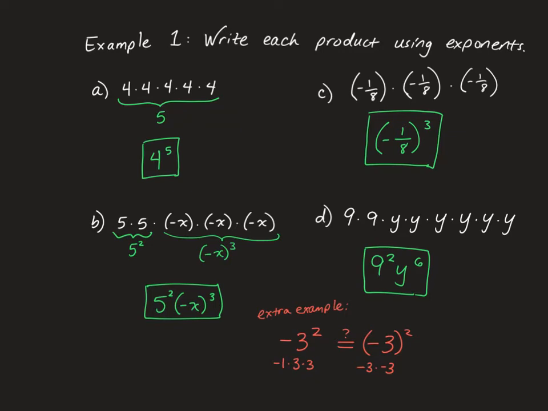You'll notice that in the first one, this negative is all by itself. It is not squared. But here on the right side, I have the whole quantity of negative 3 squared. So that means that the answer to the left side is negative 9, but the answer to the right side is positive 9, so these two are definitely not equal. So as you can see, if you do have a negative as part of your base, you have to make sure to put the parentheses around it, like we did for letter B up here with the negative x, and we did up here for letter C with the negative 1 over 8.